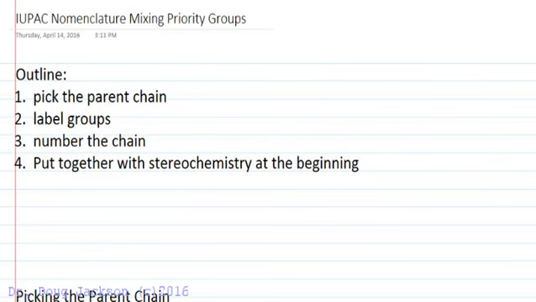Let's talk about the nomenclature of molecules that have multiple priority groups in systematic nomenclature. And so our outline never changes. We're always going to first circle the parent chain. We're then going to label the groups that intersect that circle. We're going to number the parent chain, and then we're going to put the name together, thinking about stereochemistry, putting that at the beginning of the name. So those four things never change. What changes are the way we pick the parent chain and number the chain.